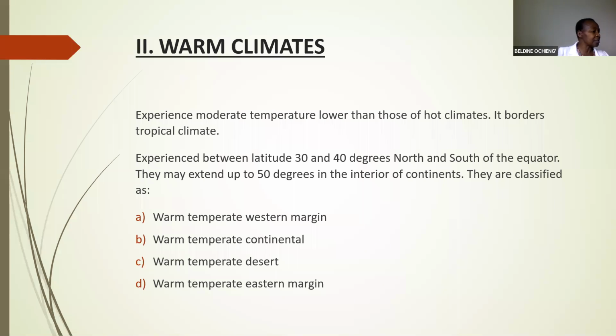They are as follows: warm temperate western margin, warm temperate continental, warm temperate desert and warm temperate eastern margin. Note that the margin is western and eastern, please.